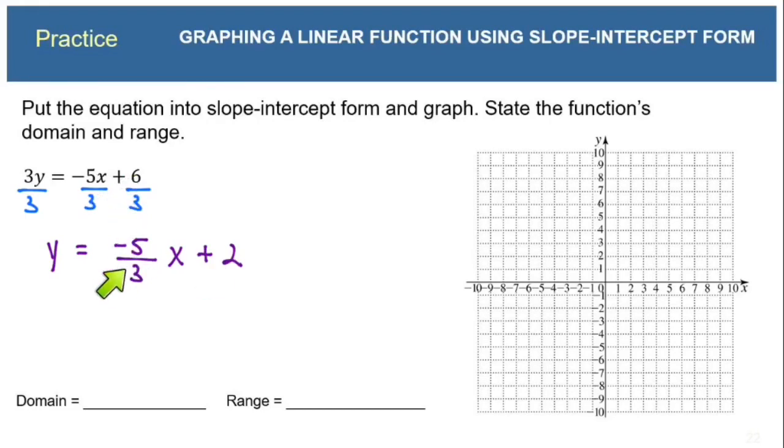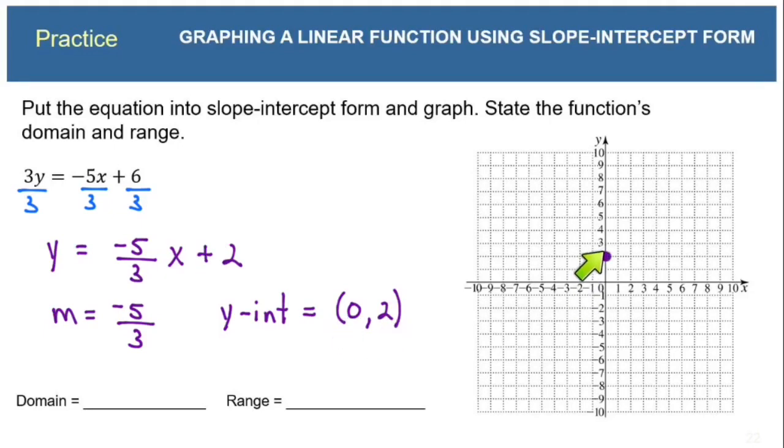And so now we know that the slope of this line is -5/3, and the y-intercept of this line is going to be 0, 2. We start by plotting the y-intercept, so we put a dot at 0, 2 on the y-axis, and then the slope is -5/3. So thinking about rise over run, from here we go down 5 and right 3 and put our dot and connect the 2 dots. And that's it. Domain and range, -infinity to +infinity, as usual.